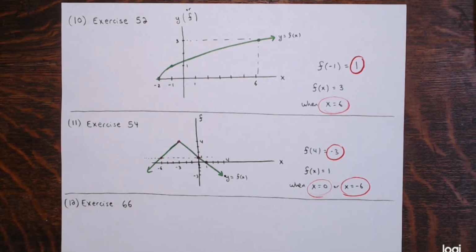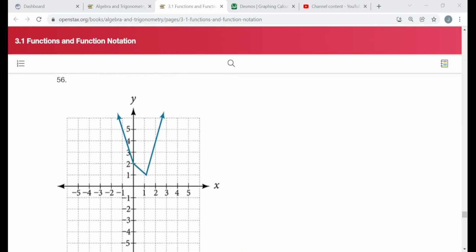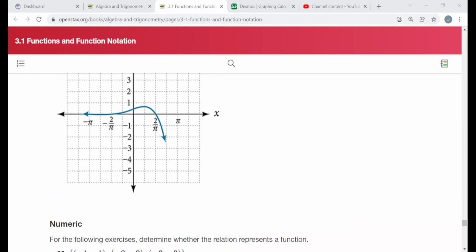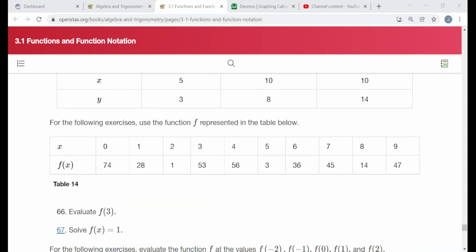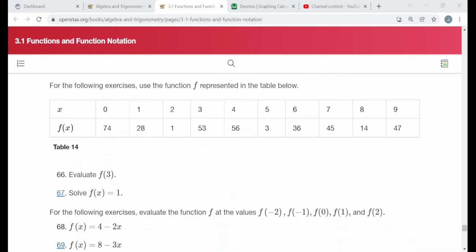And example 12. Another exercise from the text, exercise 66. Let's take a look at that. So 66, probably another graph. Right? Oh, it's a table. So yeah, for the following exercises, use the function f represented in the table below.